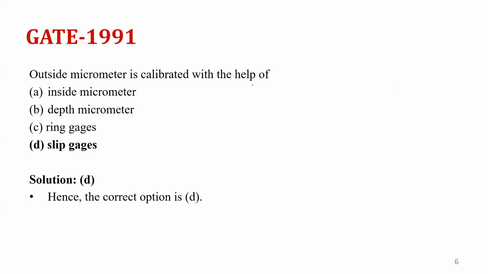Outside micrometer is calibrated with the help of. The micrometers are calibrated with the slip gauges, right? This is another instrument like outside micrometer. This is also like outside micrometer. These are ring gauges for checking the sizes of the shafts. So the micrometers, it may be inside or depth micrometer, are calibrated with the slip gauges. Hence the correct option is D.